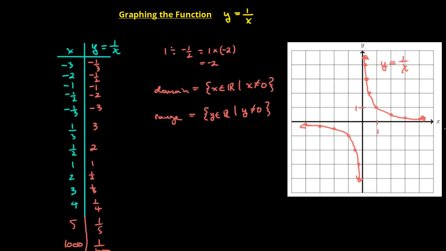So the x-axis is a horizontal asymptote. And the y-axis is a vertical asymptote. So this is a vertical asymptote. And that's the graph of y equals 1 over x.